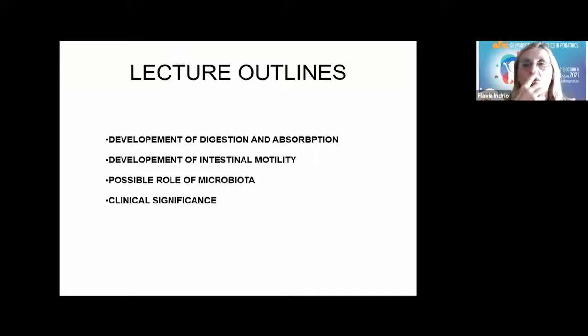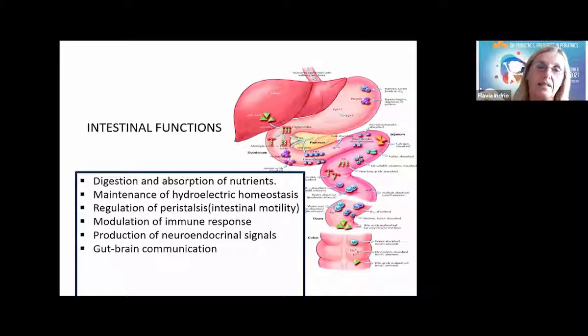So I will try to give you some information about the development of digestion and absorption. We will focus a little bit more in detail on intestinal motility. We will go through the possible role of microbiota in this, and then at the end of the lecture, we will try to connect all this information coming from science, especially basic science, to our clinical practice and its clinical significance.